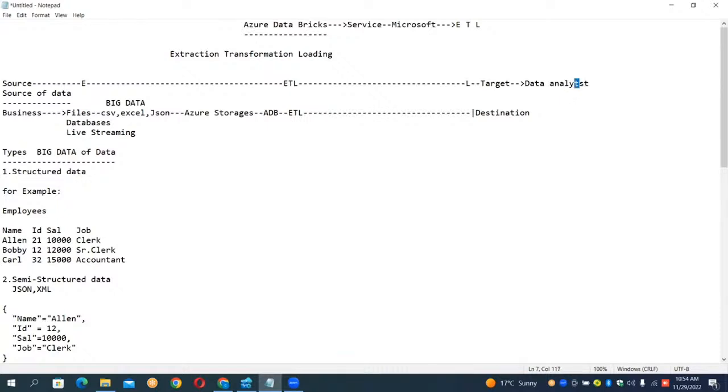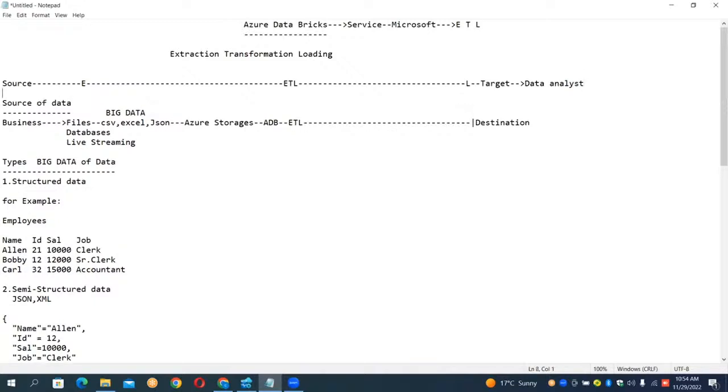Analyst. And now by the data scientist. Now, the basic difference I'll tell you between the data analyst and data scientist.